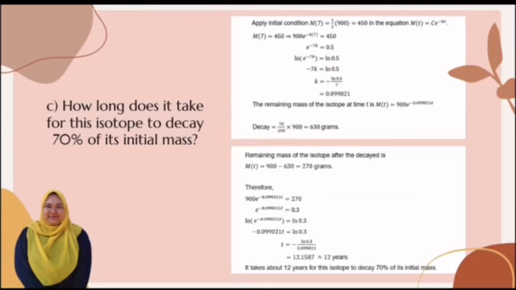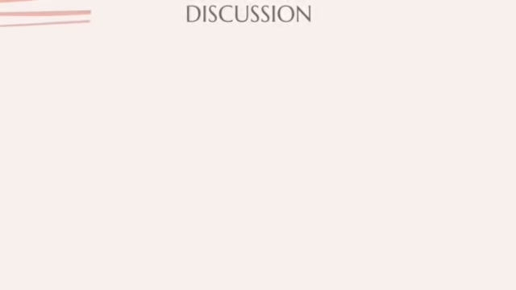Next, solve the equation by using the same method as when we found the equation for remaining mass before, but this time we have to find t. So we'll get t equals 12.1587, approximately 12 years. So the final answer is it takes about 12 years for this isotope to decay 70% of its initial mass.